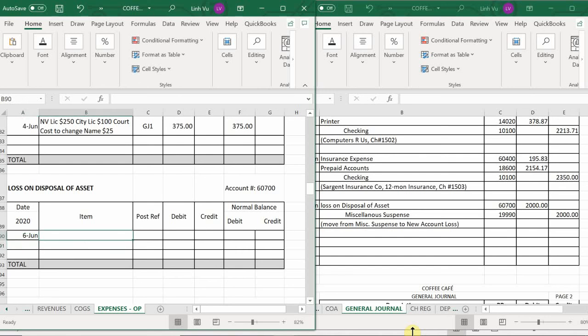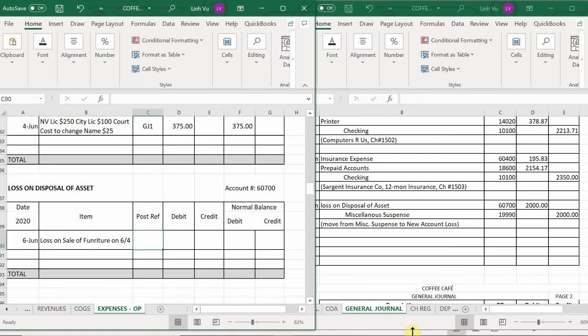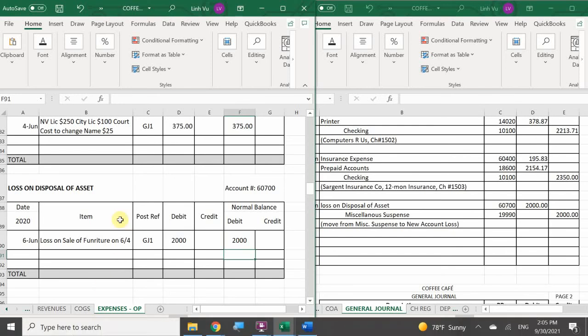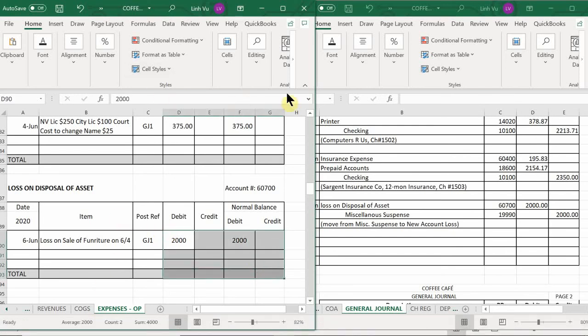Okay, and I'm going to go ahead and write here that I lost on sale of furniture on June 4th. Post reference, we're still on the first journal. And we're going to increase my loss expense by $2,000. Now I need to update my miscellaneous expense because I have to get rid of that, because I moved it from one account to another.